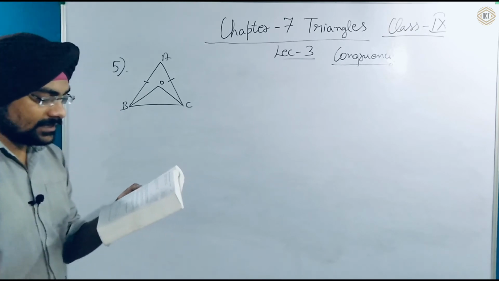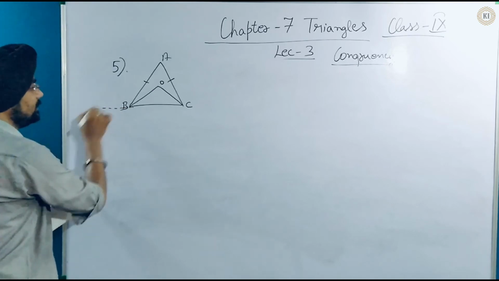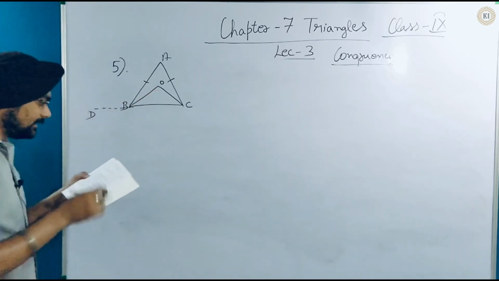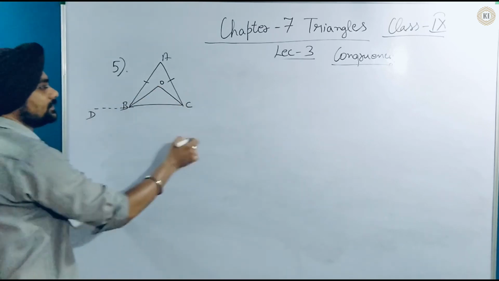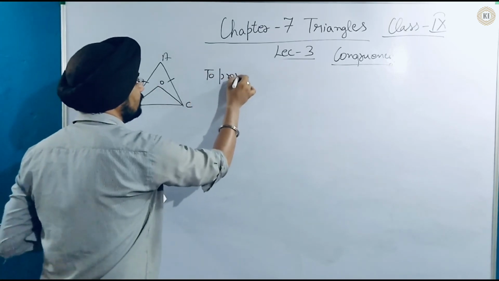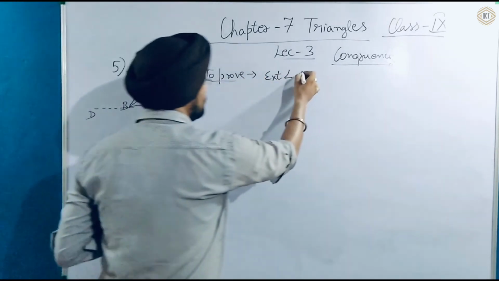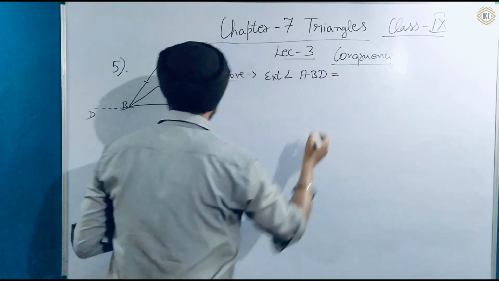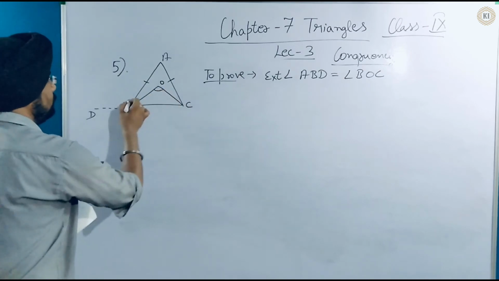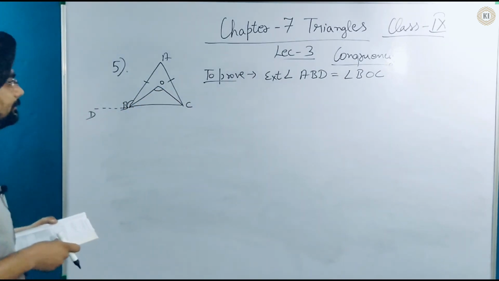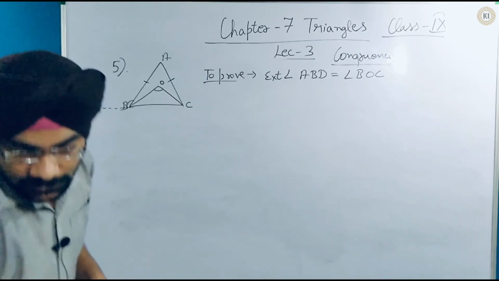These intersect at the point O, so that the exterior angle adjacent to angle ABC, so this is the exterior angle ABD, will be equal to angle BOC. In this question we have to prove that exterior angle ABD is equal to angle BOC. Now see, let us start.